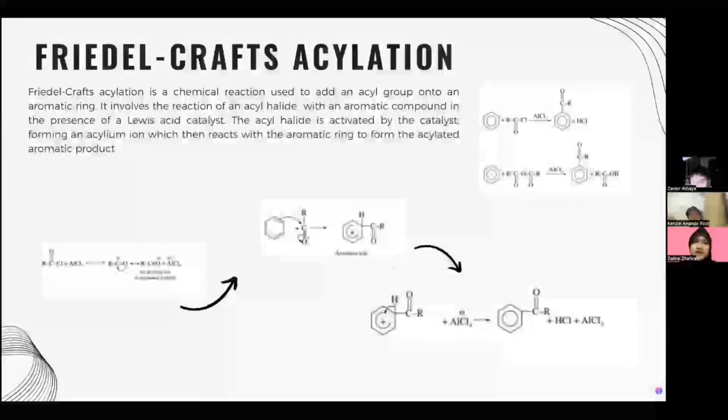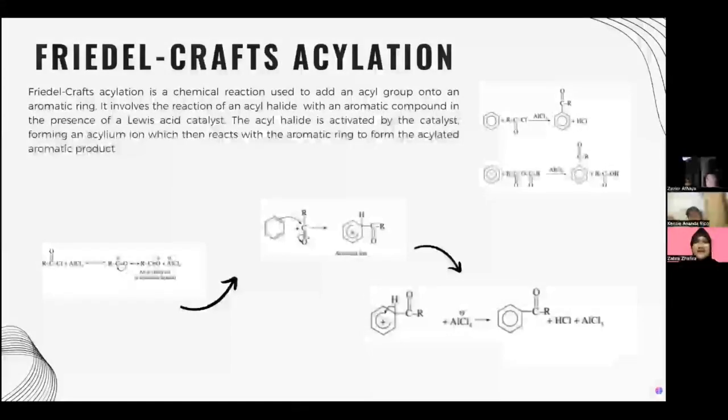And after alkylation, there's also Friedel-Crafts acylation. Friedel-Crafts acylation is a chemical reaction used to add an acyl group into an aromatic ring. It involves the reaction of an acyl halide with an aromatic compound in the presence of a Lewis acid catalyst. The acyl halide is activated by the catalyst, forming an acylium ion, which then reacts with the aromatic ring to form the acylated aromatic product. So it is similar to the alkylation, but the thing that is added is the acyl group. There's the general equation and the visualization for the steps.